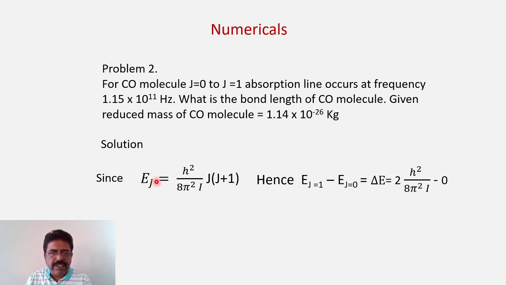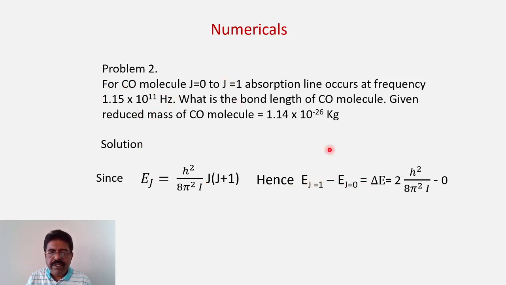You know that the rotational energy Ej is equal to h square upon 8 pi square I into J in bracket J plus 1, where J is the rotational quantum number, I is the moment of inertia, and h is Planck's constant. If you consider J is equal to 1 and J is equal to 0 and take the difference, that will be delta E. That energy is absorbed in the form of radiation having frequency 1.15 into 10 raised to 11 hertz, and you can equate that energy delta E to h nu, where nu is this frequency.